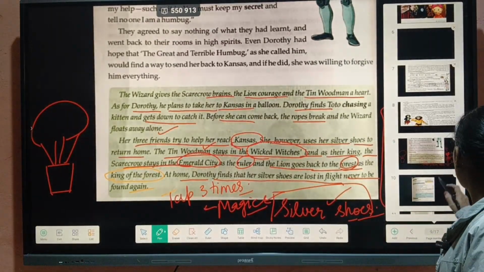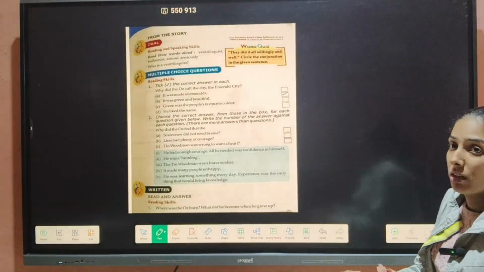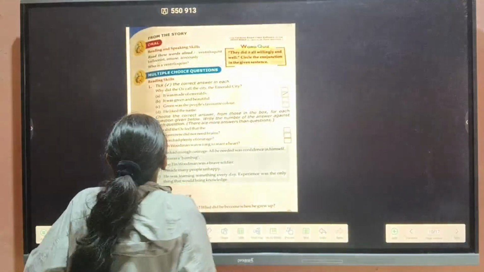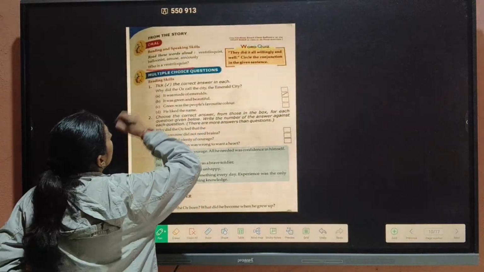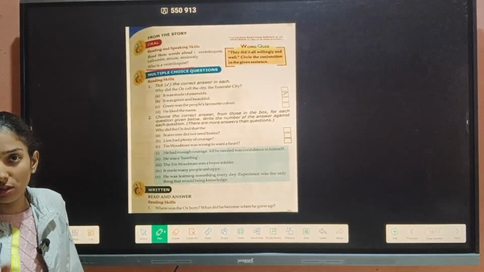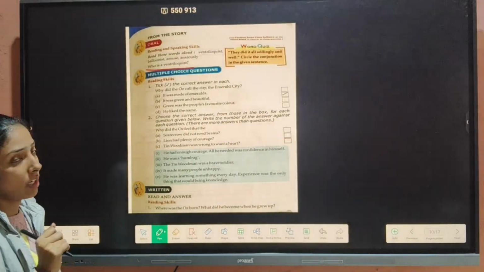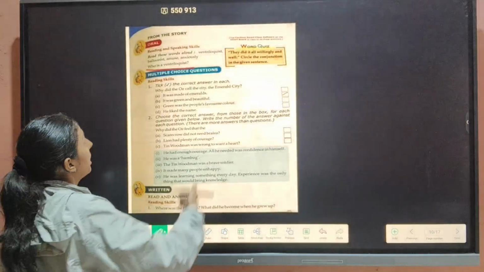Clear? Now quickly let us discuss the exercise part. See beta. First, in oral questions, who is a ventriloquist? As I told you earlier, a ventriloquist is a person who speaks without moving his lips so that it seems the sound is coming from somewhere else.